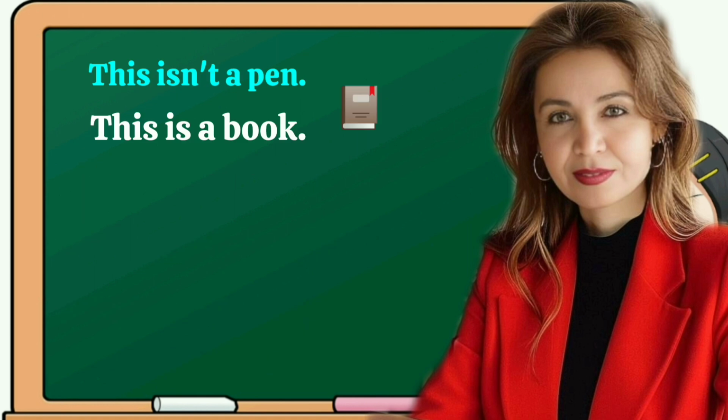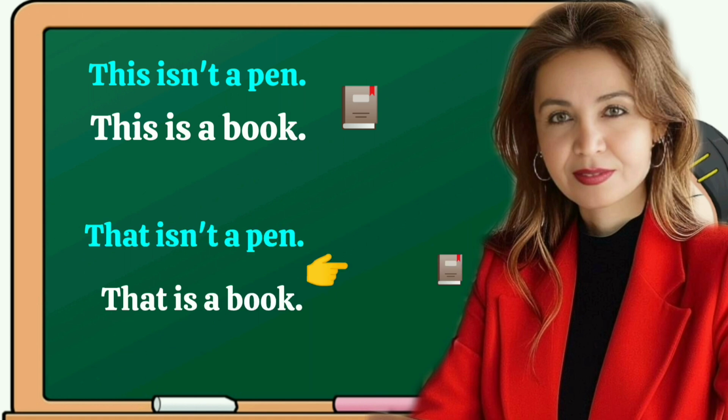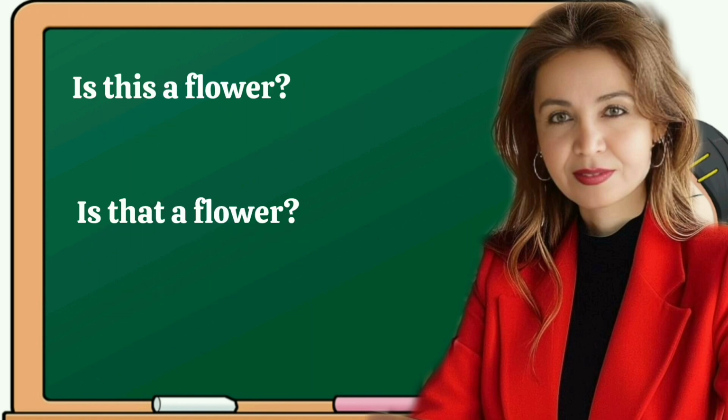Let us make more examples. This isn't a pen. This is a book. That isn't a pen. That is a book. Now we are going to learn about how to use this and that in a question. Look at the first sentence.